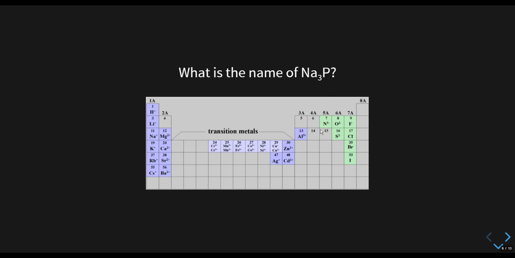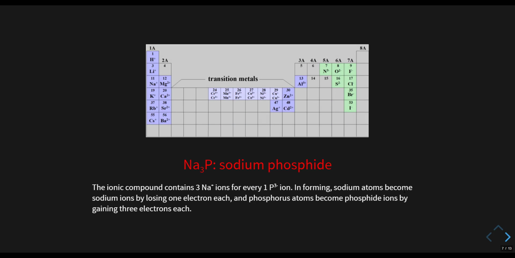Let's do the next one. Na3P. Now P's not here. It's element 15, but it behaves just like nitrogen does in this case. It will accept 3 electrons. What's the name? The name is straightforward. Sodium for the name of the metal ion that forms the cation. The anion is called phosphide. The element phosphorus becomes the anion phosphide. So the name is sodium phosphide.